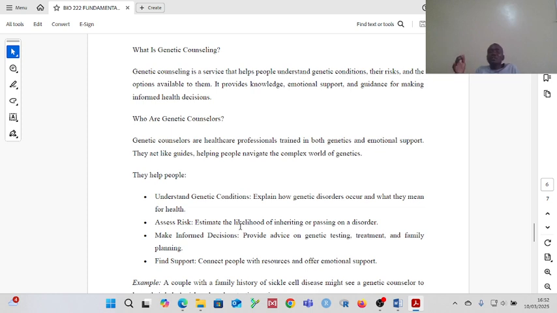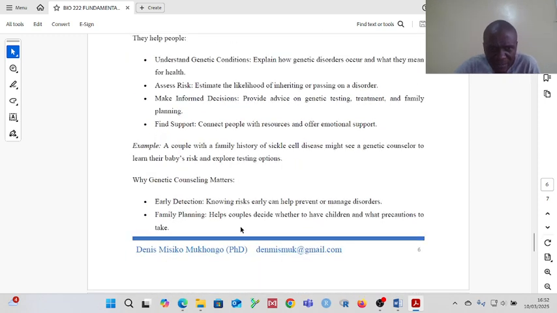They will connect you to a hospital that will give you a particular test. Because as an individual, you might not know. But these counselors, they will most likely know where you can find a given type of support that you need on the basis of your genetic disorder. Okay? So, genetic counseling matters.